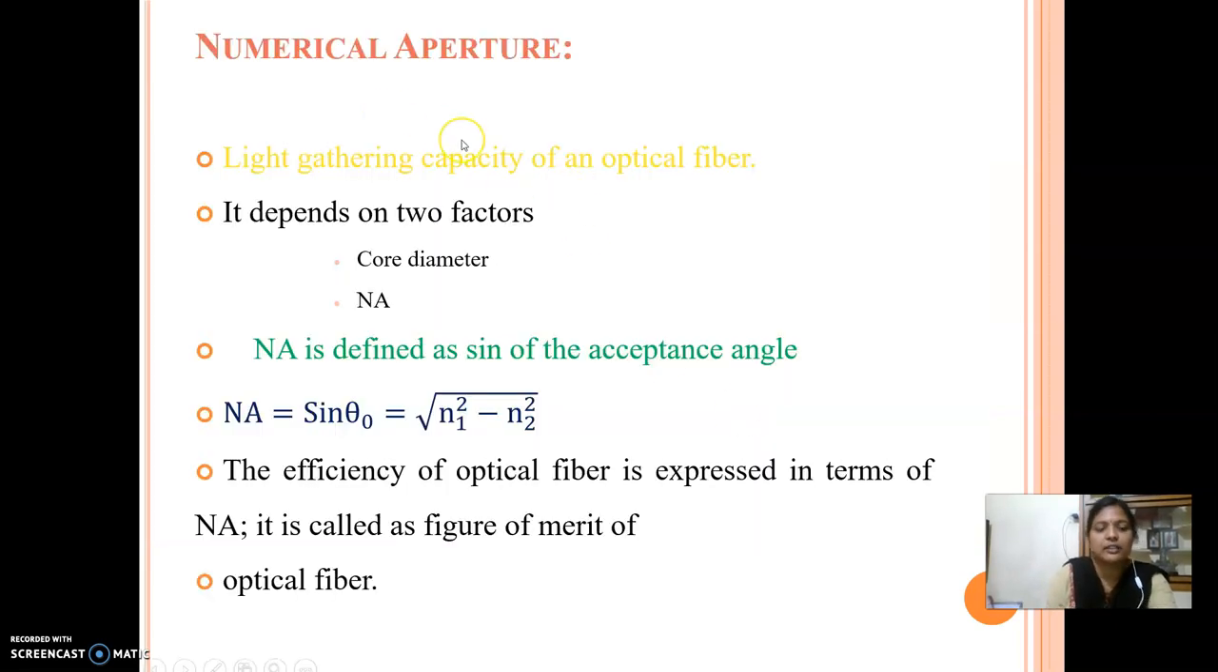Numerical aperture can be defined as the light gathering capacity or light collecting capacity of an optical fiber. It depends upon two factors, the diameter of the core and the numerical aperture. Numerical aperture is also defined as the sine of the acceptance angle. That is, numerical aperture is equal to sine of acceptance angle, which is equal to root of n1 square minus n2 square, where n1 and n2 are the refractive indices of the core and the cladding. So the efficiency of the optical fiber is expressed in terms of NA.